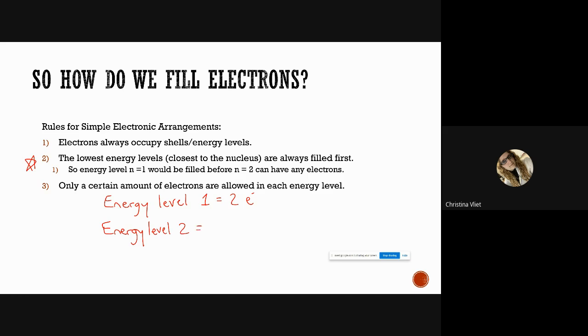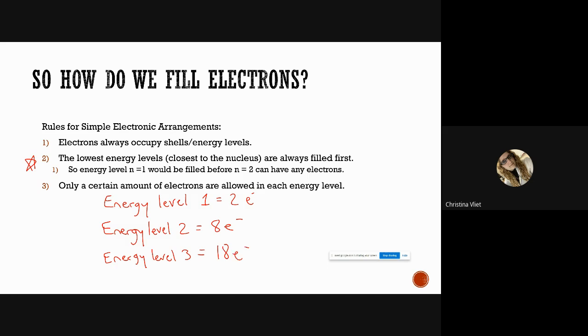It's actually 8. I'll go back over why, but it is 8. Energy level 3 starts to get tricky. Do you remember? Oh, close. Energy level 3 has 18. Let's see if we recall why.